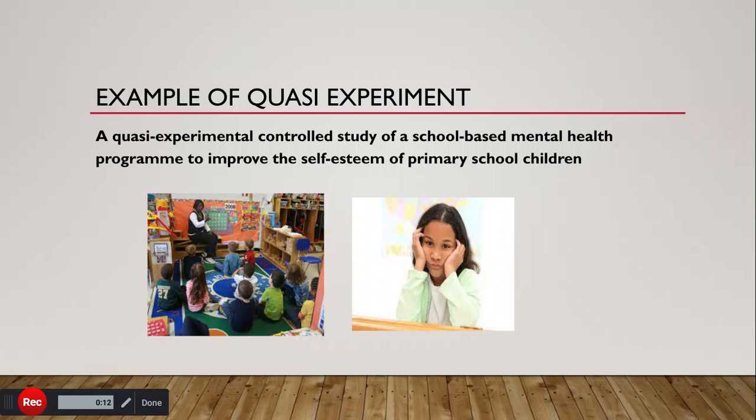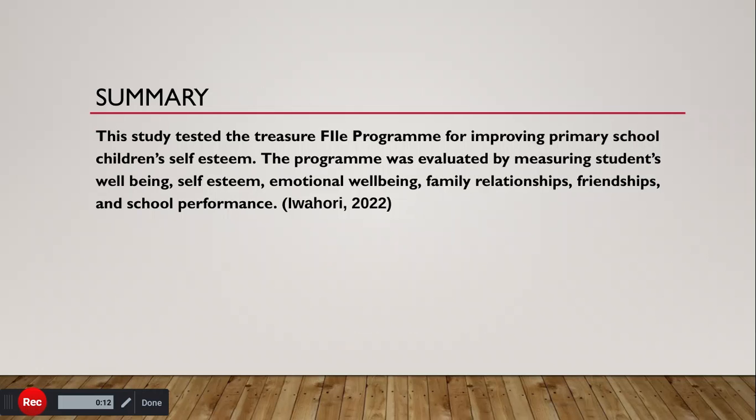So one of the examples that we found for a quasi-experimental design was a study of a school-based mental health program to improve the self-esteem of primary school children. This study was called the Treasure File Program. They used that program to see if it improved the self-esteem of primary children. It was evaluated by measuring students' well-being, self-esteem, emotional well-being, family relationships, friendships, and school performance.